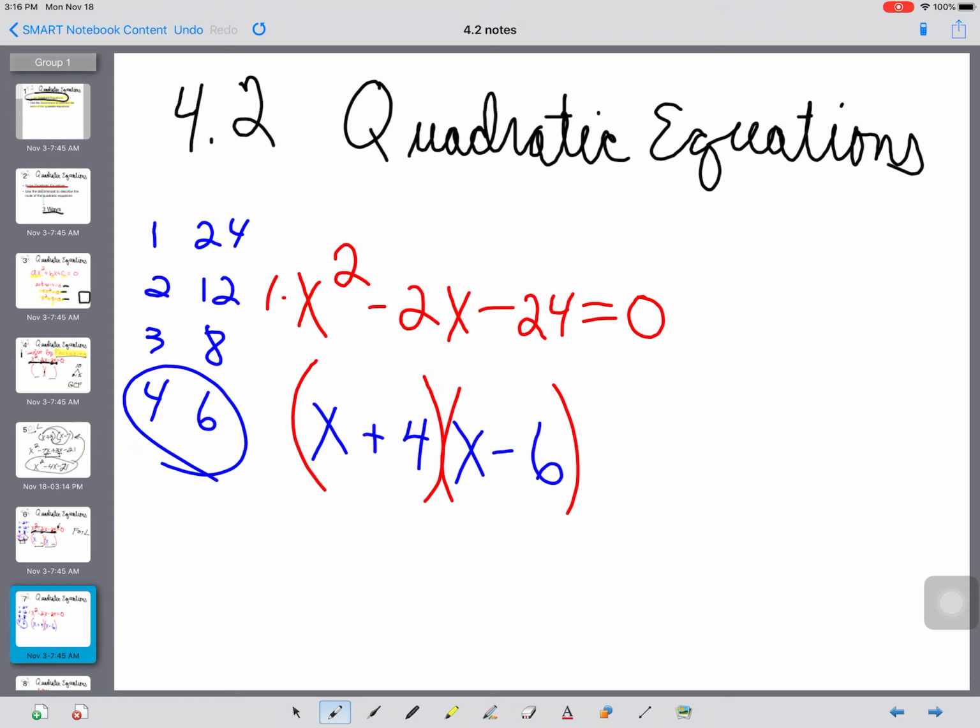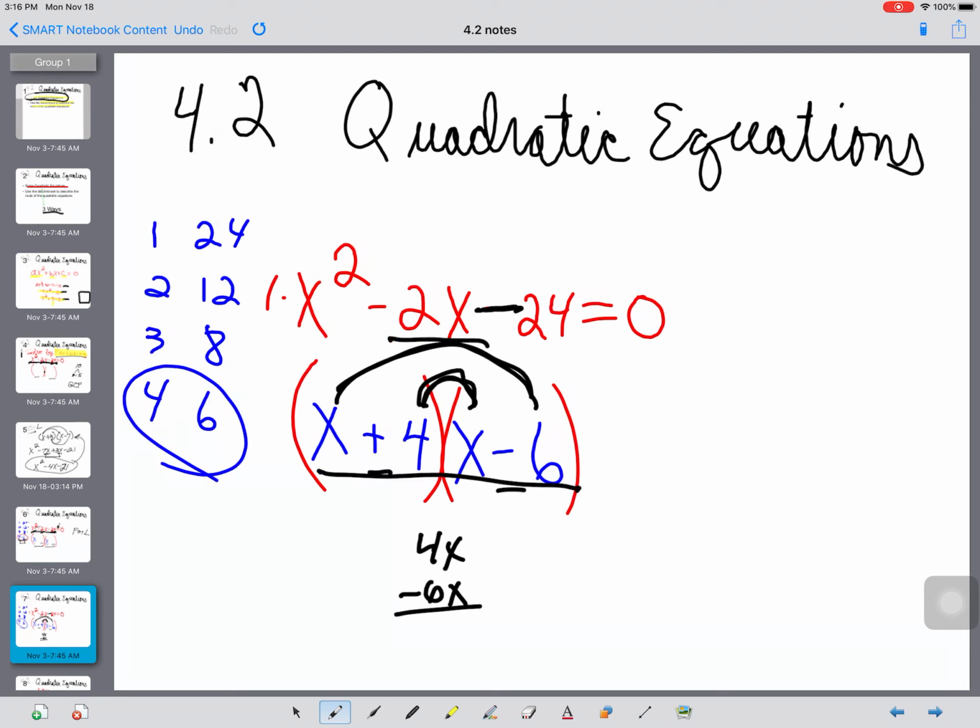So when I plug those in, knowing that I have to get a negative 24, which means one of these needs to be plus and one of these needs to be minus, what I'm looking for is what combination will give me the correct O and the I. So those inner ones multiply together and give me plus 4x, and the outer ones multiply together and give me negative 6x, and sure enough, when you add those together, you get negative 2 in the middle. So what I've done is found the factors.